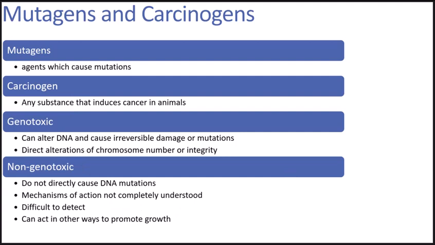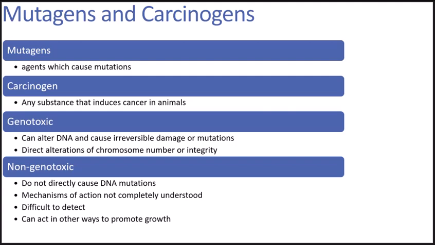Non-genotoxic, on the other hand, have no direct interaction with DNA, so it's not directly causing DNA mutations, but they still do cause tumors and cancer. And this occurs because instead of affecting the DNA itself, they disrupt cellular structures. They can change the rate of cell proliferation, speeding it up. They could contribute to processes that increase the risk of some sort of genetic error occurring.